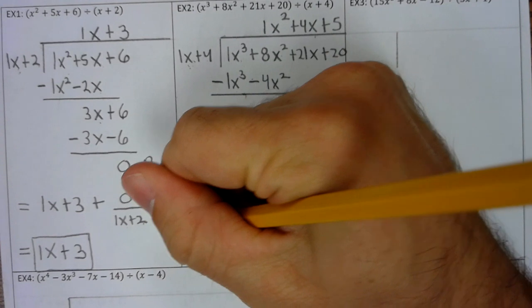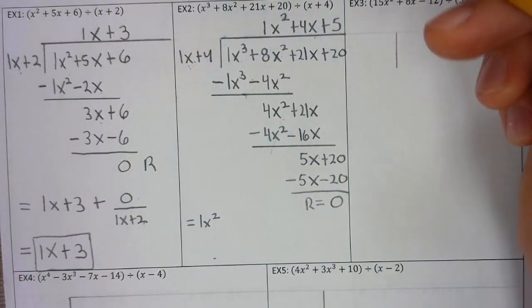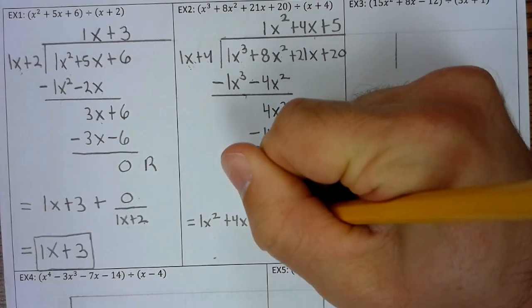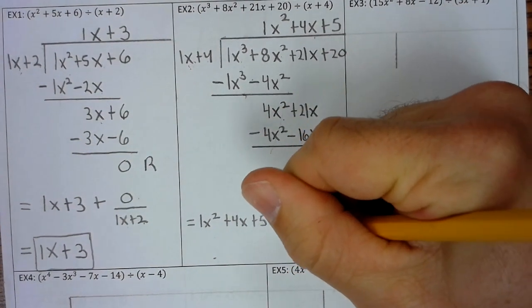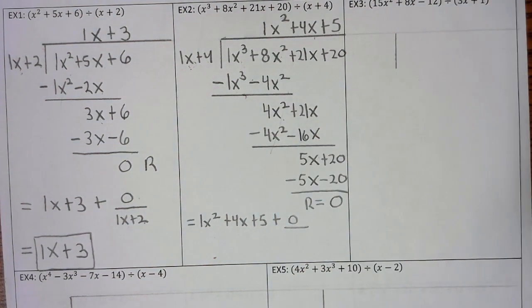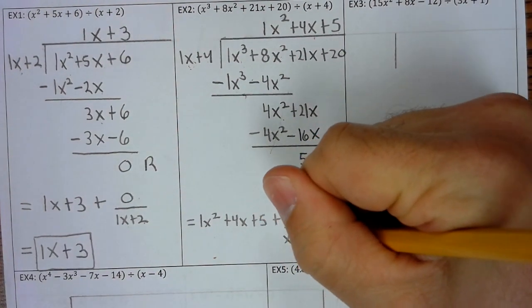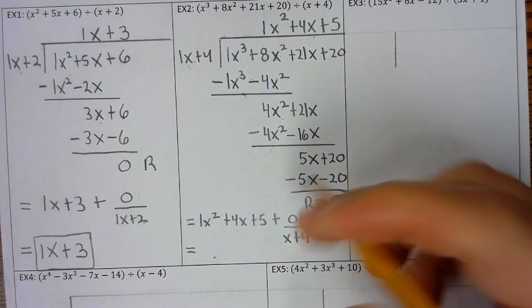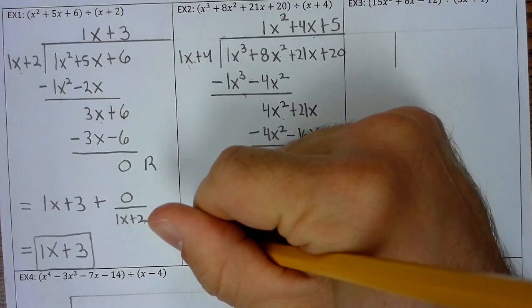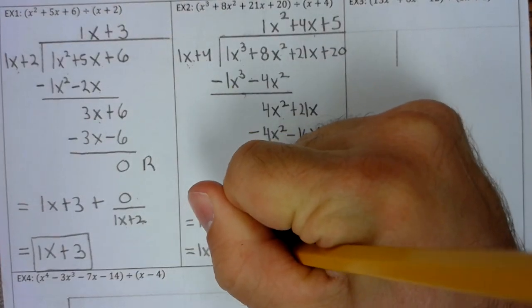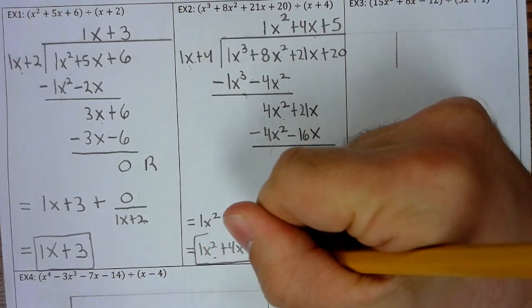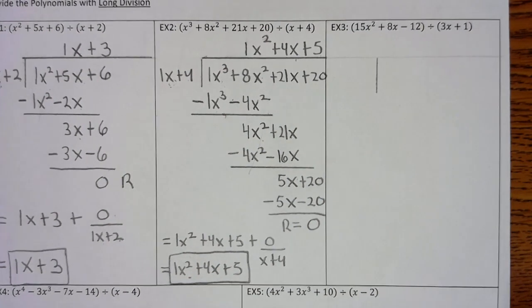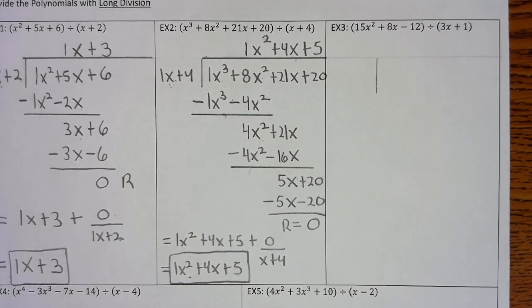So then we have 1x squared plus 4x plus 5 plus 0 divided by x plus 4. That in essence is just 0. So you're left with 1x squared plus 4x plus 5. All right, let's take a look at example 3.